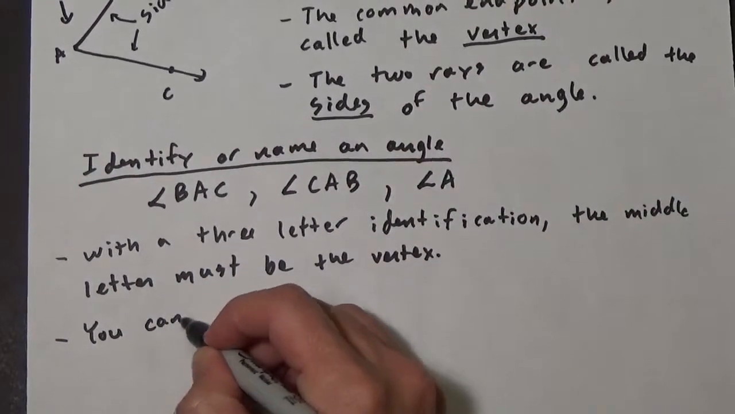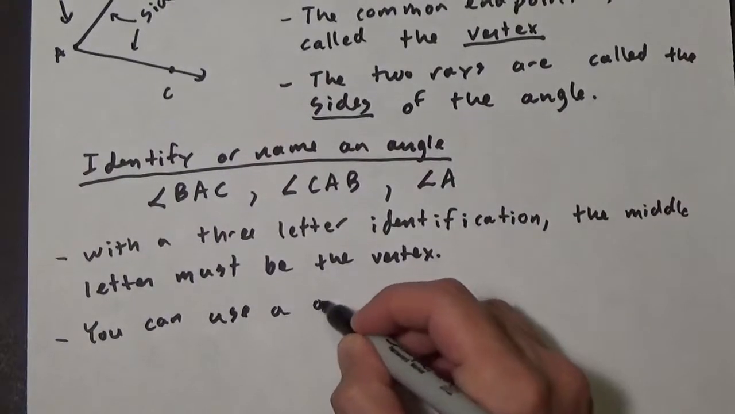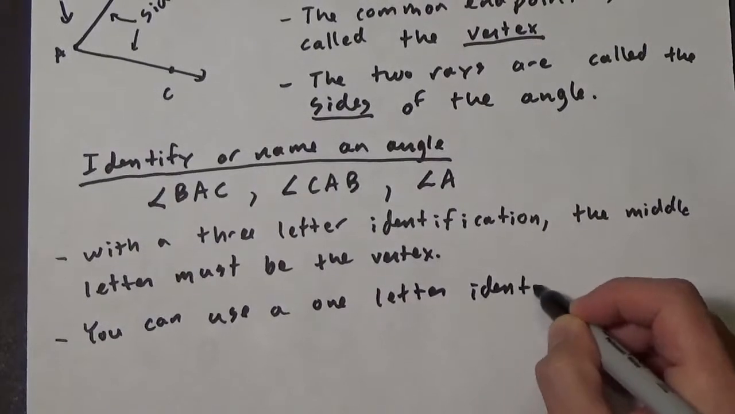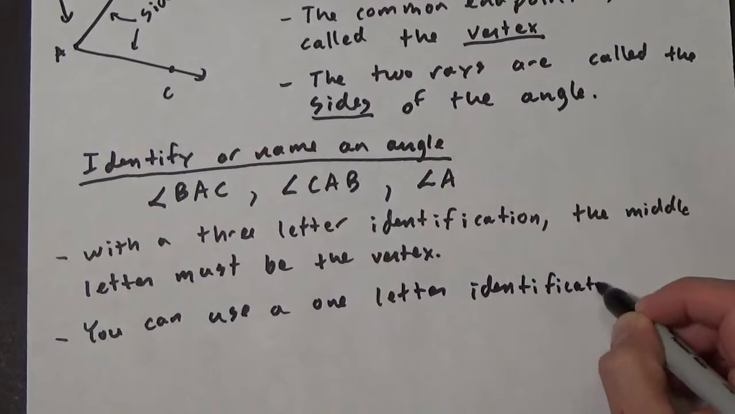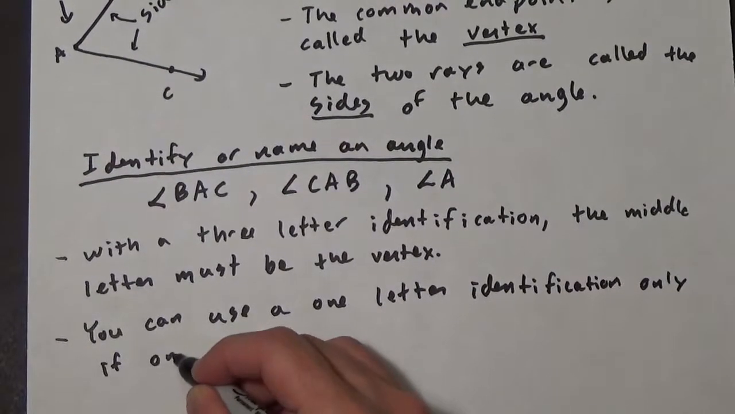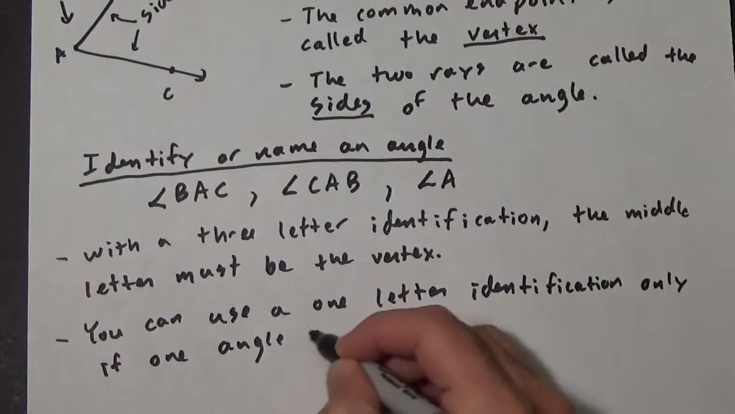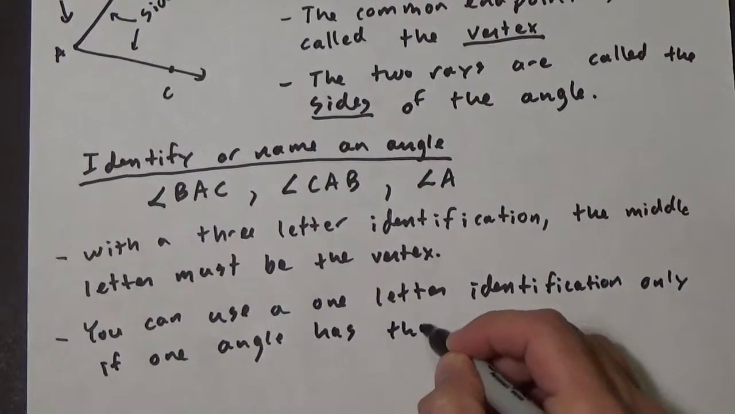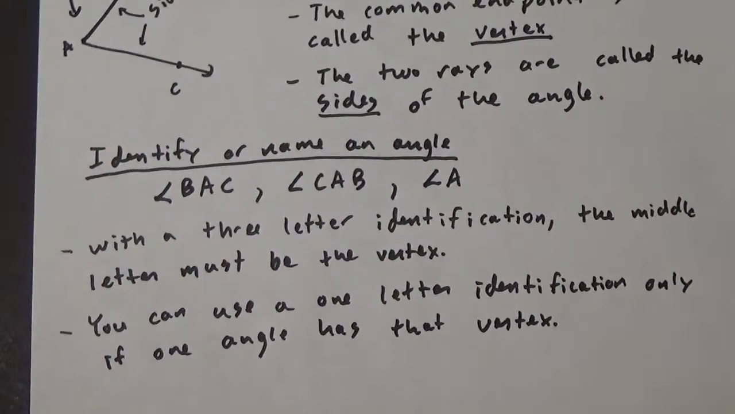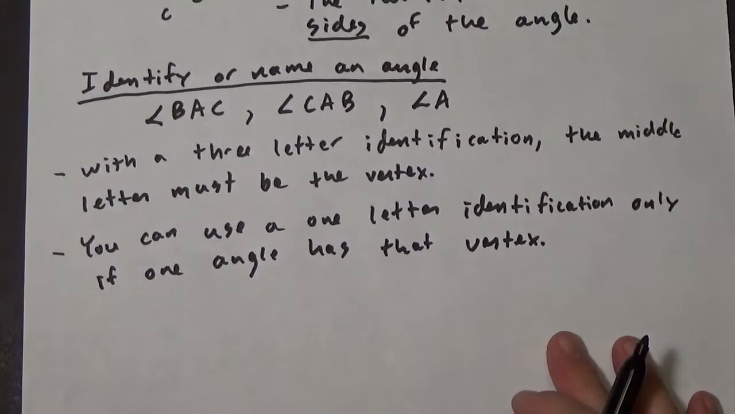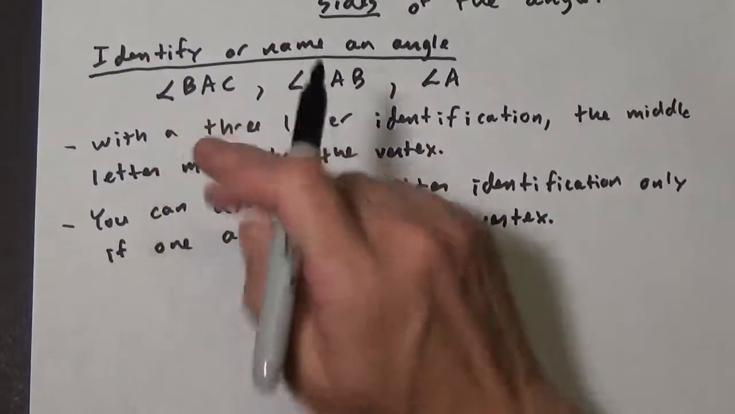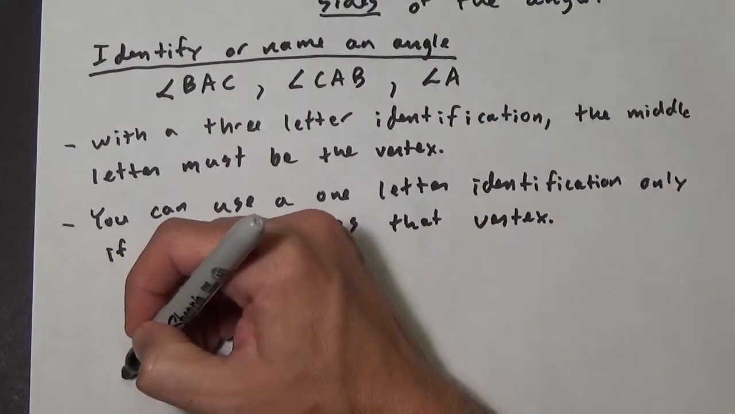Now, for the one-letter identification, you can only use the one-letter identification if only one angle has that vertex. Alright, so let's go ahead and look at another example about what we mean by this last statement.